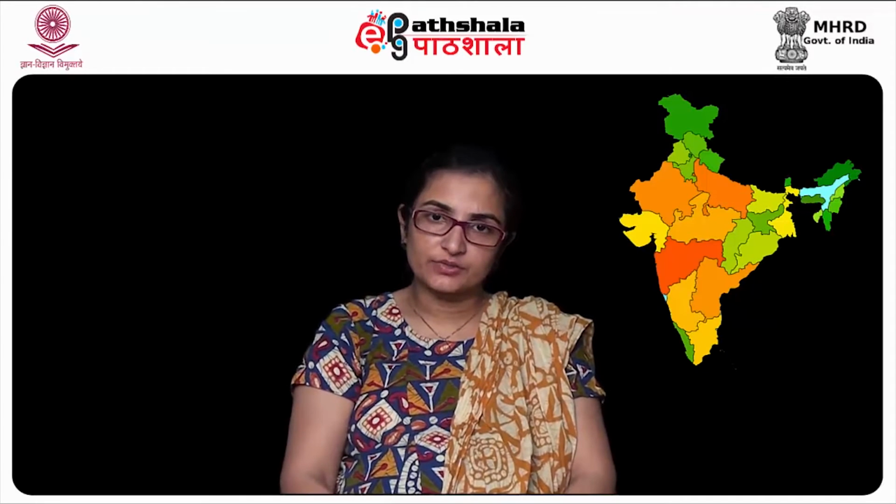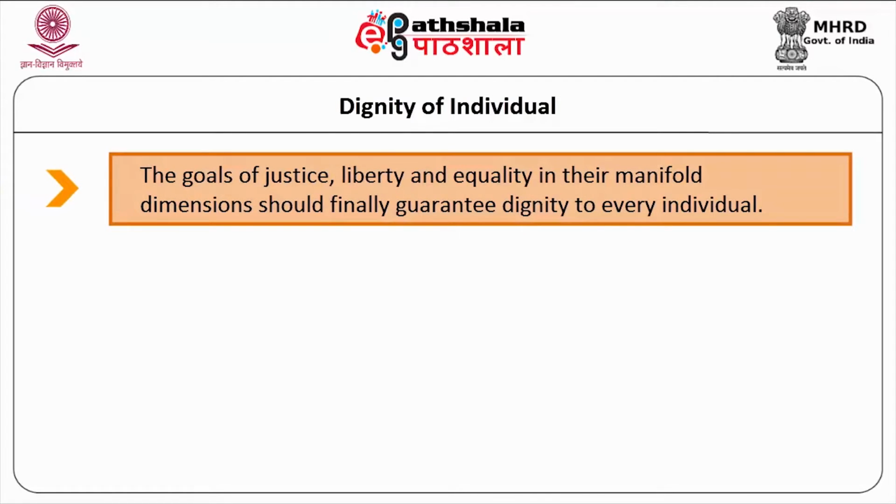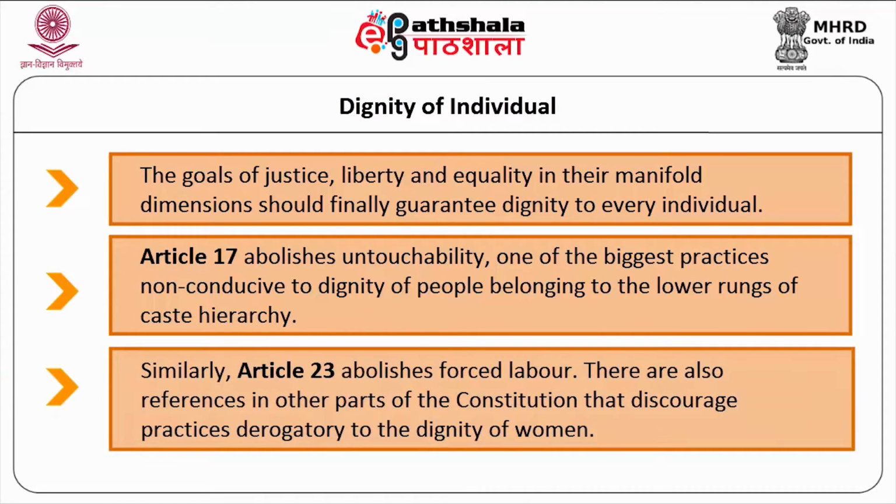Dignity of the individual is the idea of which the goals of justice, liberty, and equality are the various dimensions. They should finally guarantee the dignity of the individual, and there are many provisions which guarantee it. For example, Article 17, which prohibits untouchability. For example, Article 23, which abolishes forced labor.